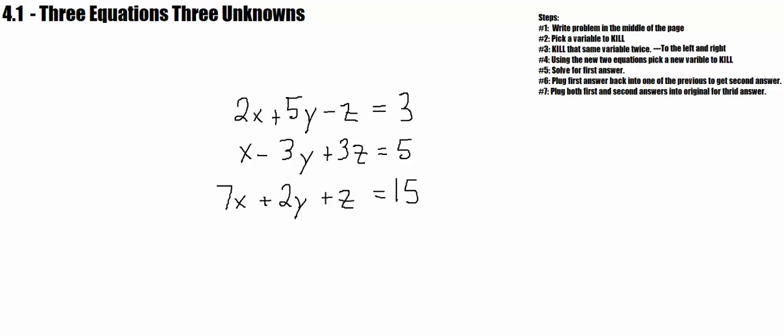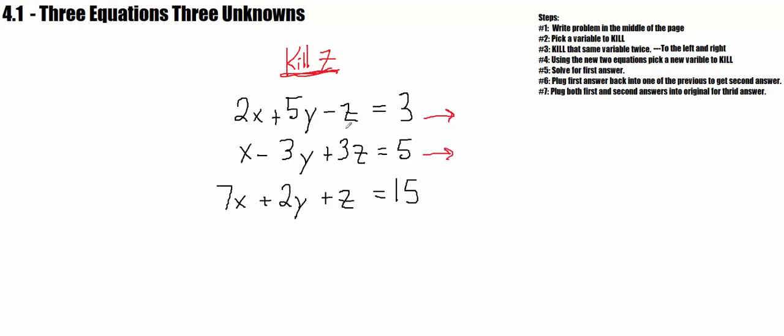Okay, let's go. We got to pick something to kill. That's step number 1. Well, step 1 is to write it in the middle of the page, then pick something to kill. When I looked at this, the y's look bad this time. 5, 3, 2, no. 2, 1, 7, negative 1, 3, 1. Ooh, I like that. I like killing the z's. I think that's a smart call here. You could have tried something else, but I think the z's are the easiest. Okay, I'm going to kill the z's twice.